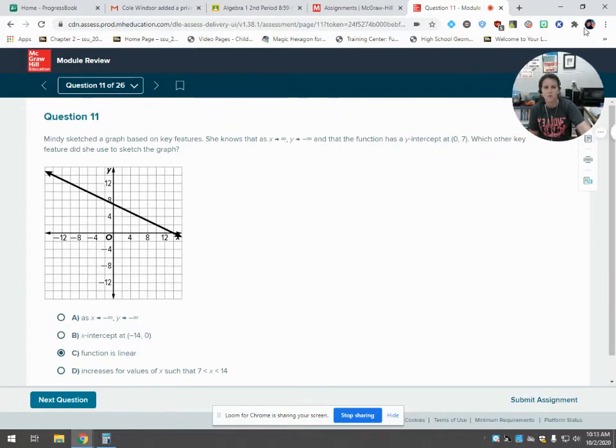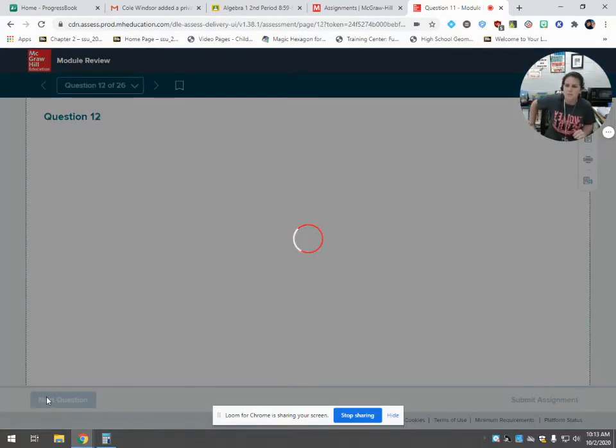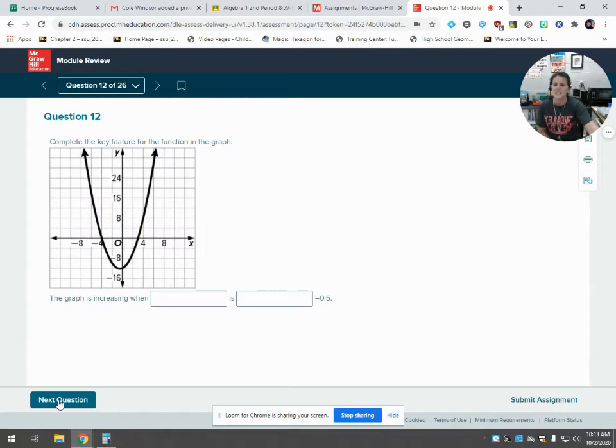All right, so we're going to move right along to the next question. Number 12, complete the key feature for the function in the graph. It says the graph is increasing when, where is it increasing? Well, looking here, it's increasing on this side. It looks like it starts increasing about right here, and that's negative 0.5. So that's looking for the x value. It's increasing when x is greater than negative 0.5.